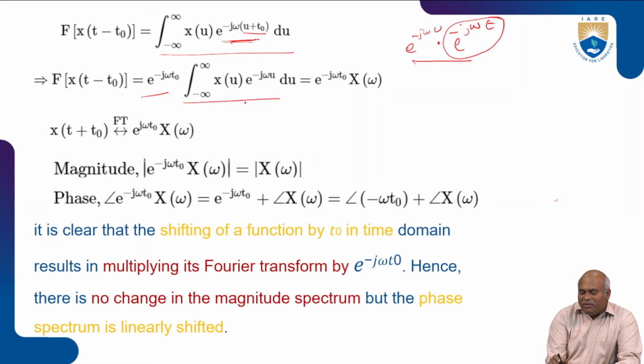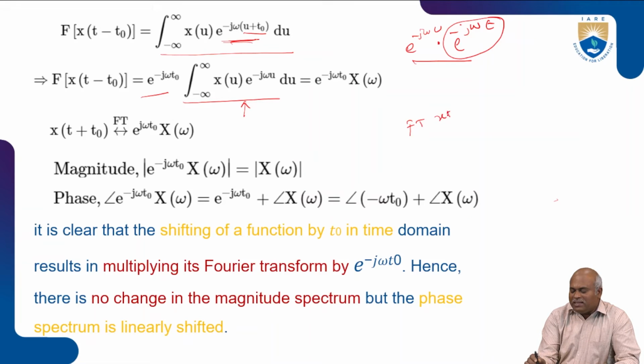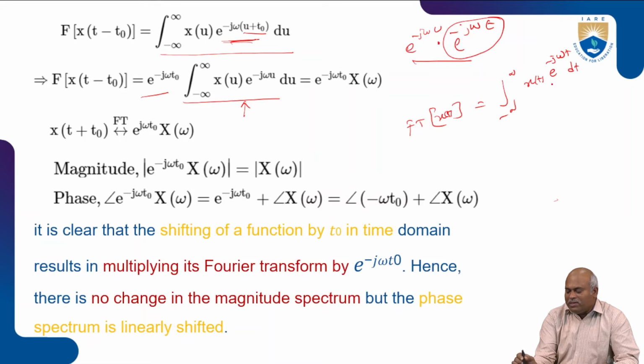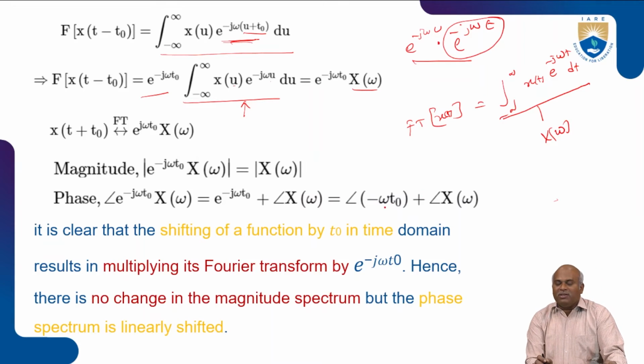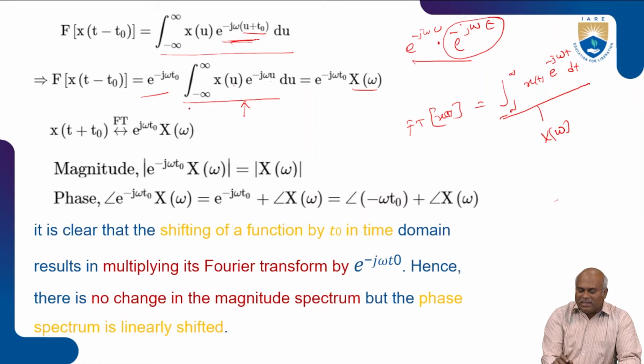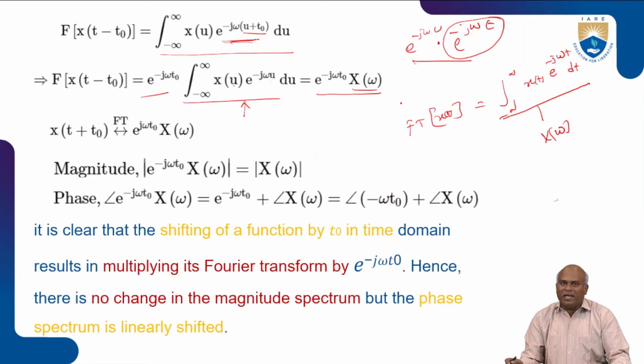So you can compare with the Fourier transform equation for this condition. The Fourier transform of x of t is equal to the integration from minus infinity to plus infinity of x of t e power minus j omega t dt. See, all the terms are t, that's why we write X of omega. Here all terms are u, so I also write X of omega. Finally, the conclusion for the time shifting property of the Fourier transform: x of t minus t0 is represented as e power minus j omega t0 X of omega.